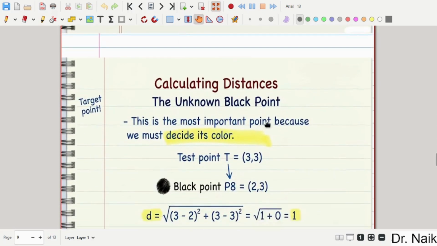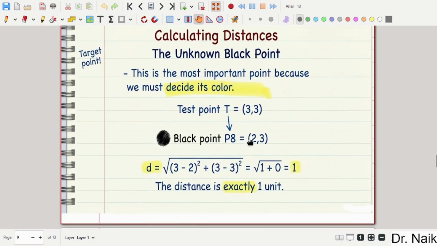Now calculate the distance between the unknown black point and the test point. The test point is 3, 3 and the black point has the coordinate 2, 3. So the distance between the test point and the black point is the square root of (3 minus 2) squared plus (3 minus 3) squared. So it is the square root of 1 plus 0, so it comes to be 1. So the distance between the test point and the training black point is 1.